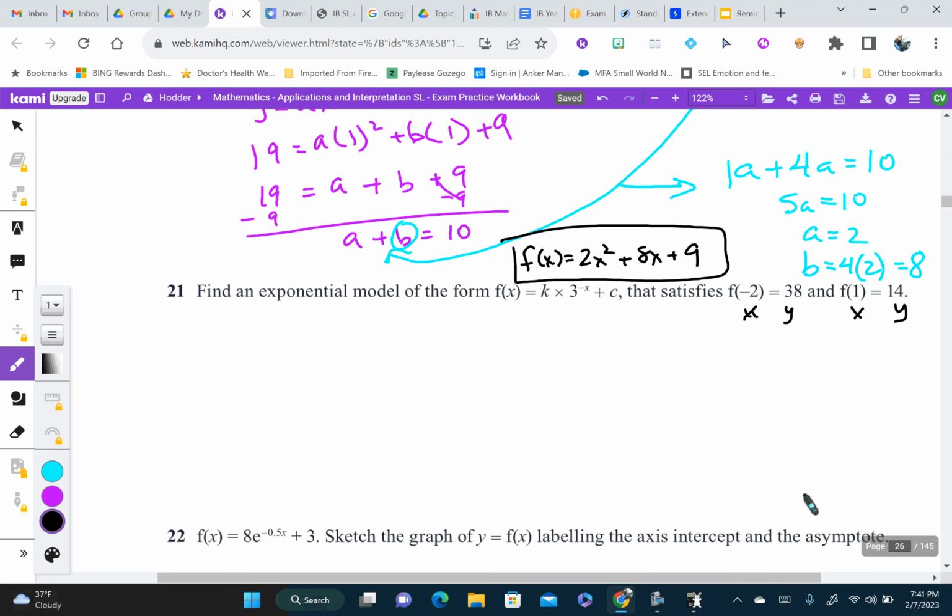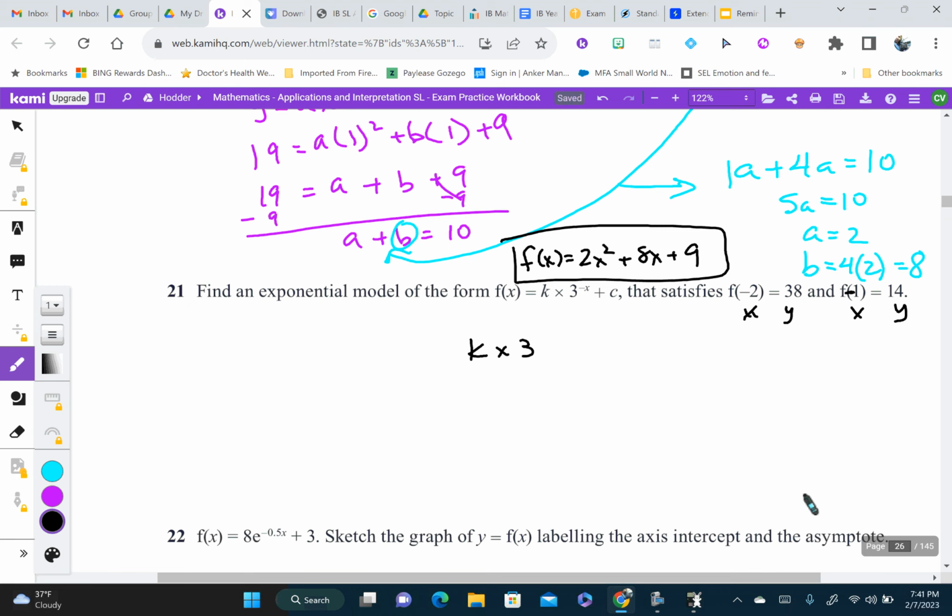So we have k times 3. Oh, by the way, this here is a typo. This should say -1. Okay, so put a -1 there. I'm telling you now. I know I didn't tell you earlier. The book made a mistake.